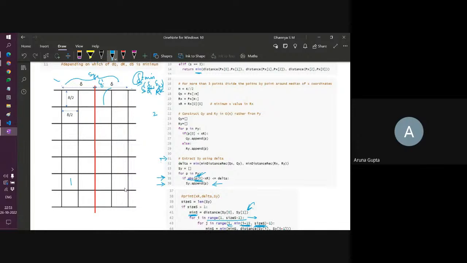We are adding the points in the same way that PY has stored them, right? How does PY store it? PY just stores them according to increasing Y coordinate order. Yes.